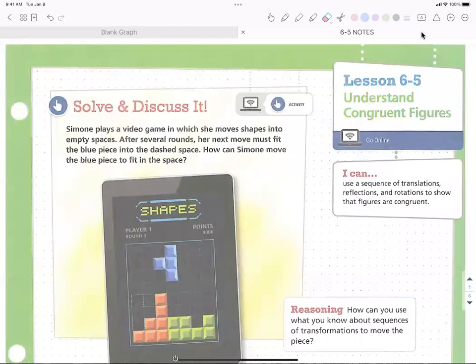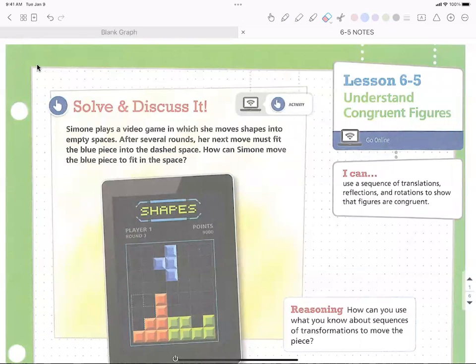All right, lesson 6-5 is taking everything that we have learned so far about translations, transformations, and reflections, and we're going to put them all together to decide whether or not we have congruent figures, okay? These notes are going to be about 5 minutes. This is a very simple idea. It's not learning anything new.